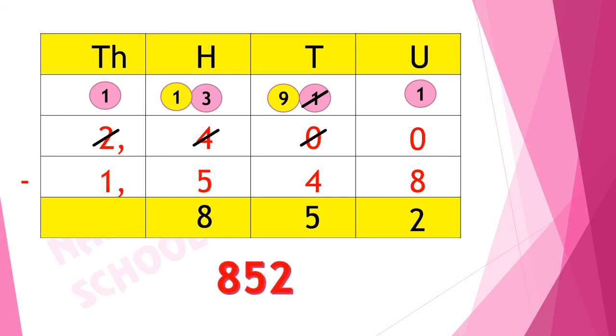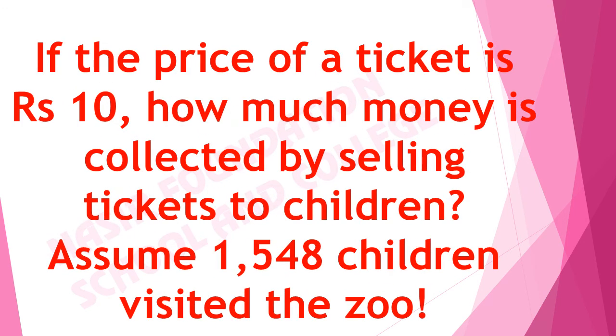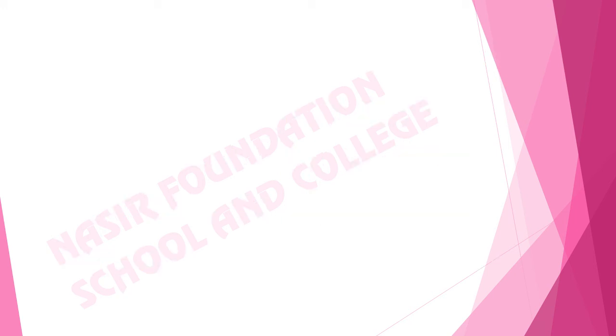There were 852 adults who visited the zoo during the week. If the price of a ticket is rupees 10, how much money is collected by selling tickets to children? Assume 1548 children visited the zoo. As there were 1548 children and the price of one ticket is rupees 10, we will multiply 1548 with 10. If we multiply 1548 with 10, we get 15,480.